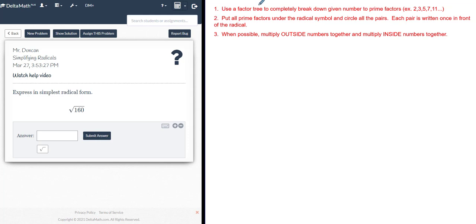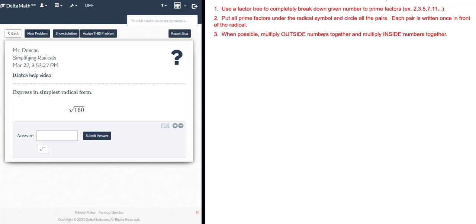So step number one, use a factor tree to completely break down the number to prime factors. Prime factors are like 2, 3, 5, 7, 11, 13, 17, 19, etc. It's prime numbers, you can only get them multiplying whatever that number is by 1. So for example, you can only get 3 as 1 times 3 or 3 times 1. Again, break it down to prime factors.